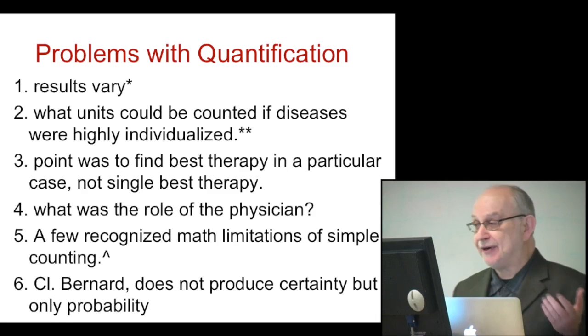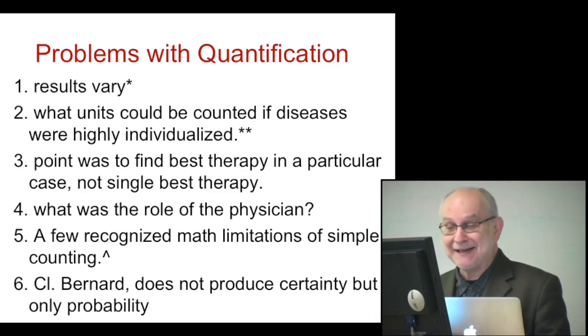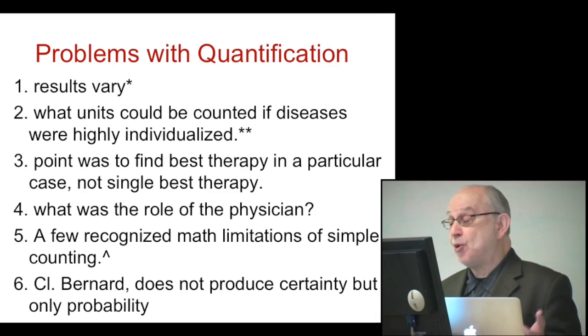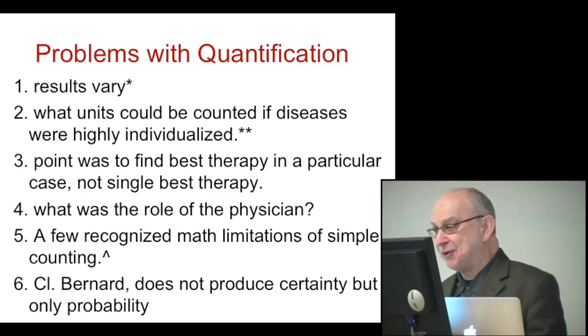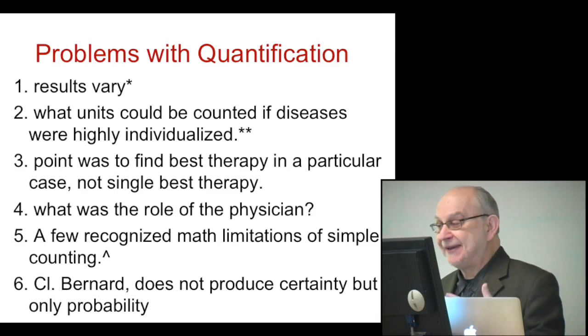A very small number of people, most physicians had very little mathematical knowledge, but there were a few, like Jules Gavaret, who was a graduate of the École Polytechnique and an engineer and had very sophisticated mathematical skills. And he pointed out that using averages was a really simplistic way of trying to figure out therapeutic efficacy.